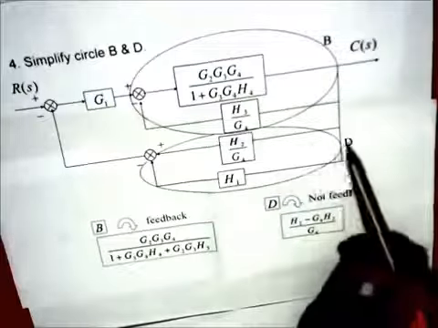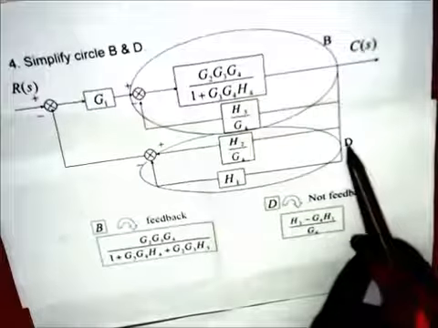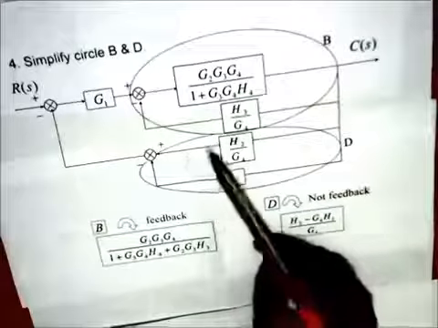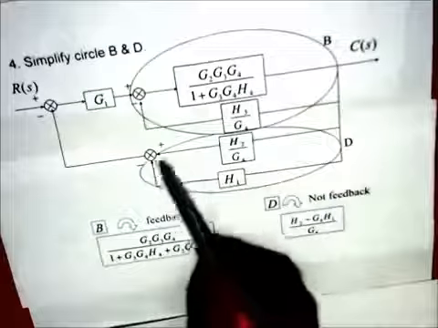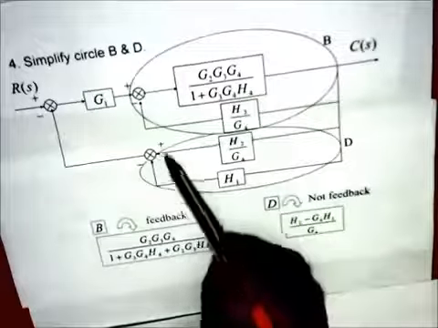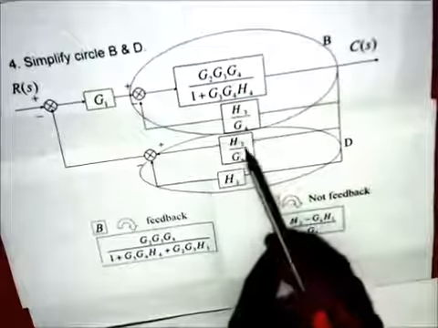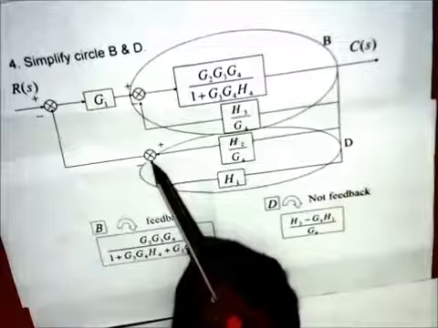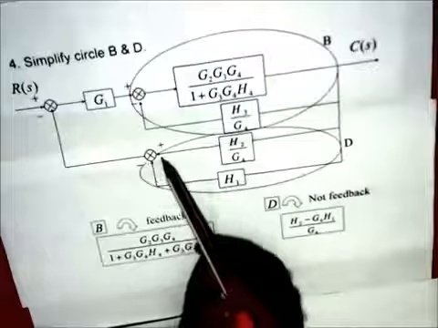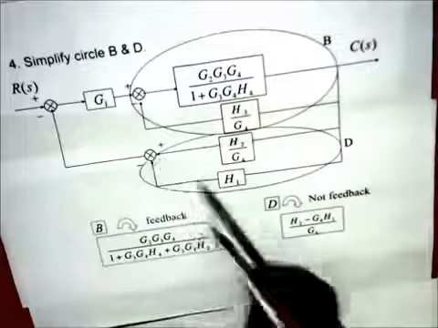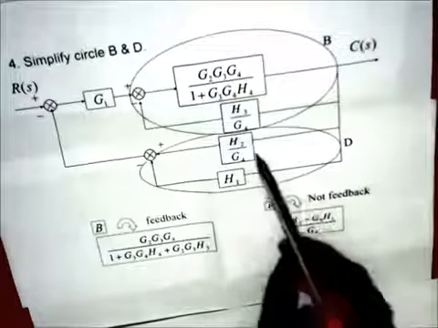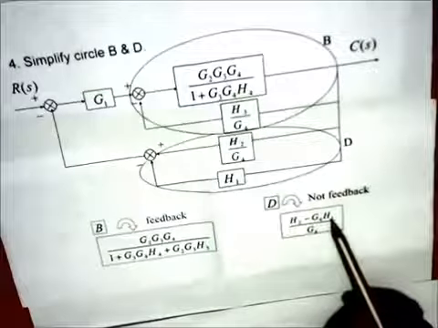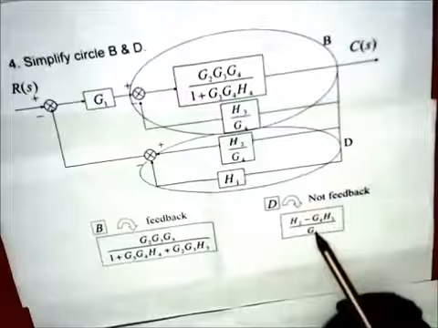Look at this circle D. In circle D, if you see, this is not a feedback system. This is the summing point. One block is coming with a positive sign and another feedback path is coming with a negative sign. So we add this and it becomes H2 minus G4 H1 upon G4.